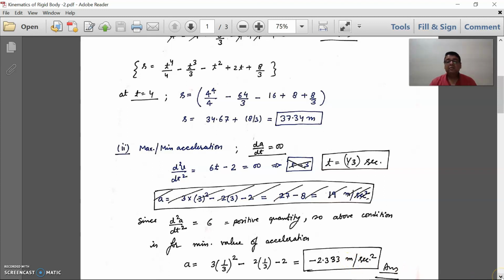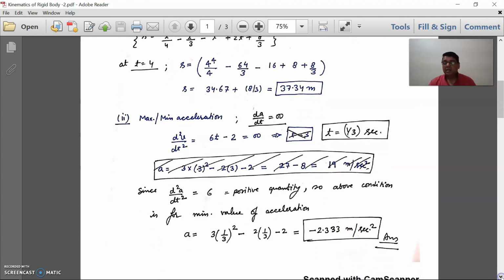So initially it will be deceleration for some time, then it will boost up. So this will be your value of minimum acceleration. Then after that it will speed up, right?